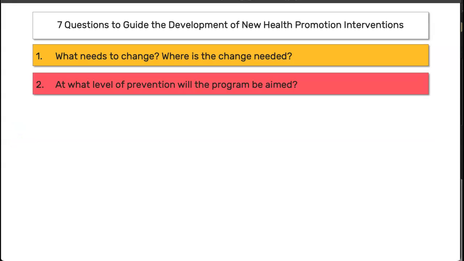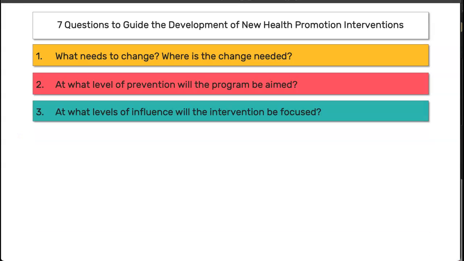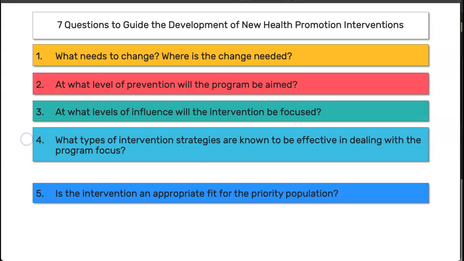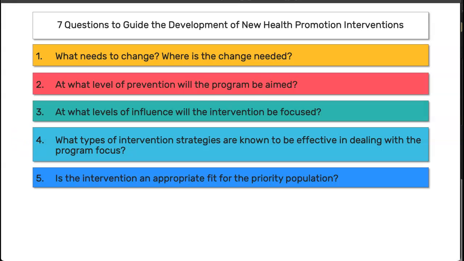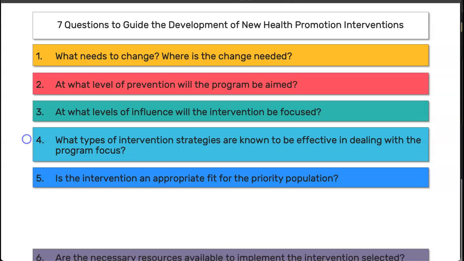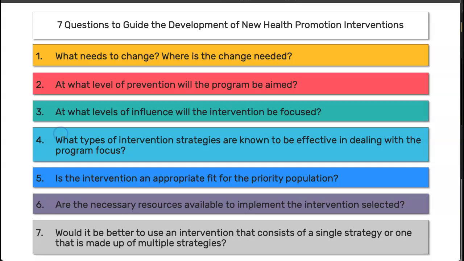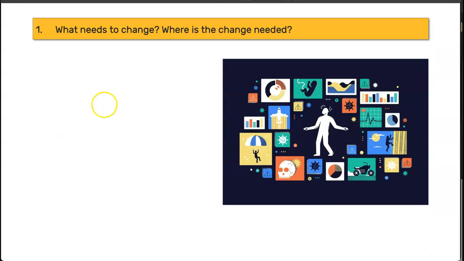Where's the change needed? At what level of prevention will the program be aimed? At what levels of influence will the intervention be focused? What types of intervention strategies are known to be effective in dealing with the program focus? Is the intervention an appropriate fit for the priority population? Are the necessary resources available? Right, pretty straightforward. And last but not least, would it be better to use an intervention that consists of a single strategy or one that is made up of multiple strategies? And usually the answer to that is multiple strategies, but there are definitely trade-offs.